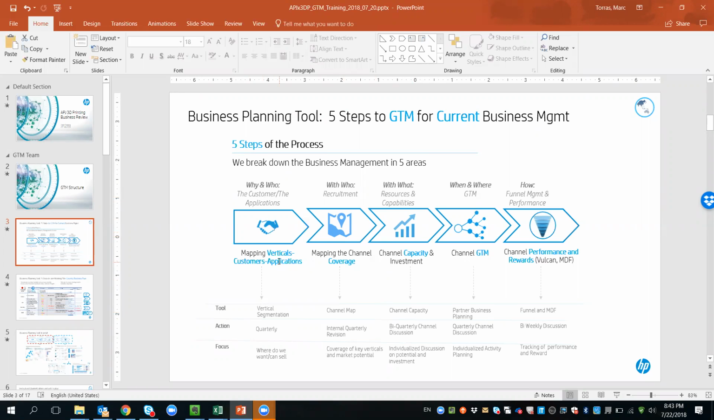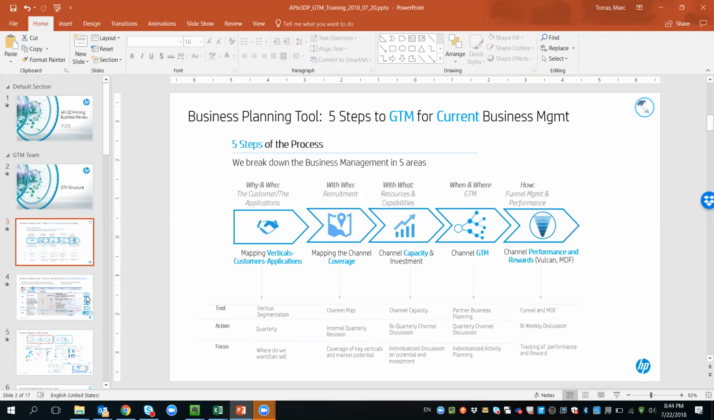Obviously, the vertical side, customer application. Do we have a target vertical and subsegment? Which are the channel partners that we will go to market with, where to go to market, which are the key areas that we're going to focus on in terms of getting to our customers, and the customer management or the funnel management. Where does this take us?